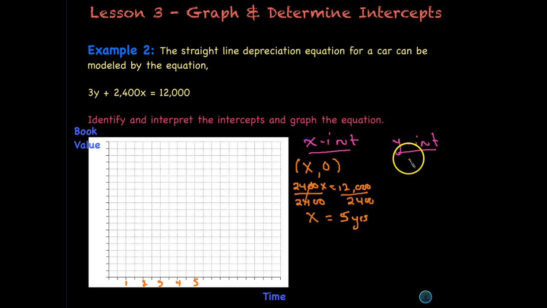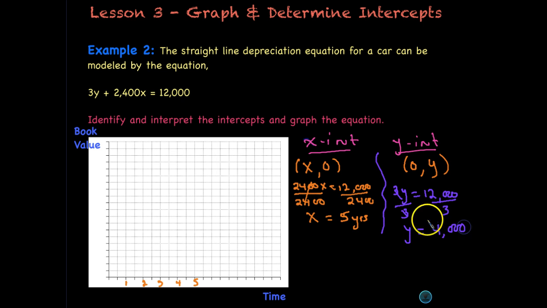Okay, let's think about our y-intercept now. Our y-intercept is going to be 0, comma y. That means we're always going to have a 0 for x. So if we take our equation and we plug in a 0 for x here, well, 2,400 times 0 is 0. So that part of our equation is gone. And we are just left with 3y equals 12,000. To solve for y here, we just need to divide by 3. When we do that, we are left with just one y, and y is equal to $4,000. So that tells us a lot about our y-intercept too.